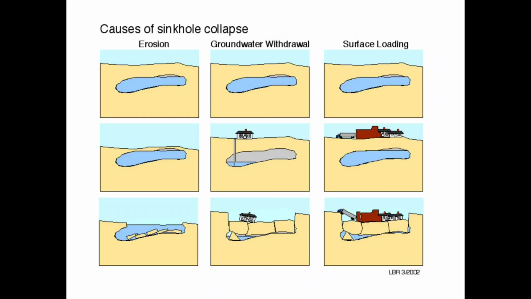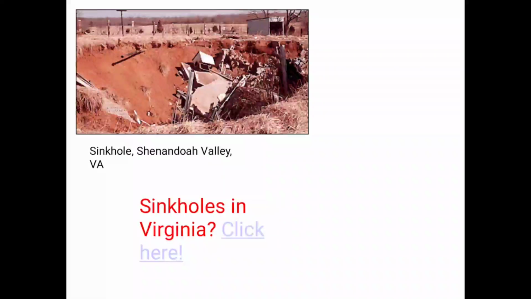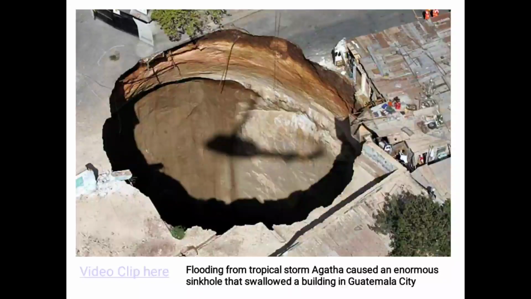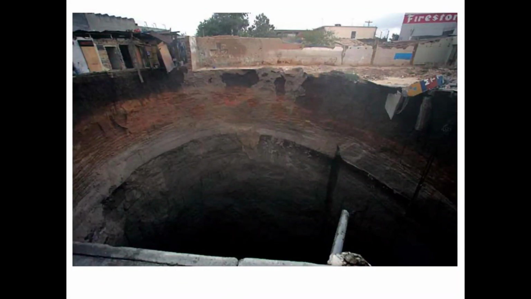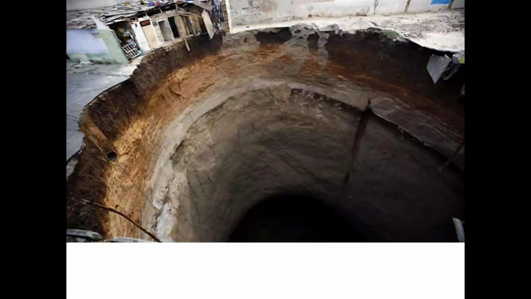The causes of sinkhole collapse are first erosion, second groundwater withdrawal, and surface loading. This is a different form of sinkhole created in our country. This is a sinkhole, and another pictorial explanation shows one more sinkhole.